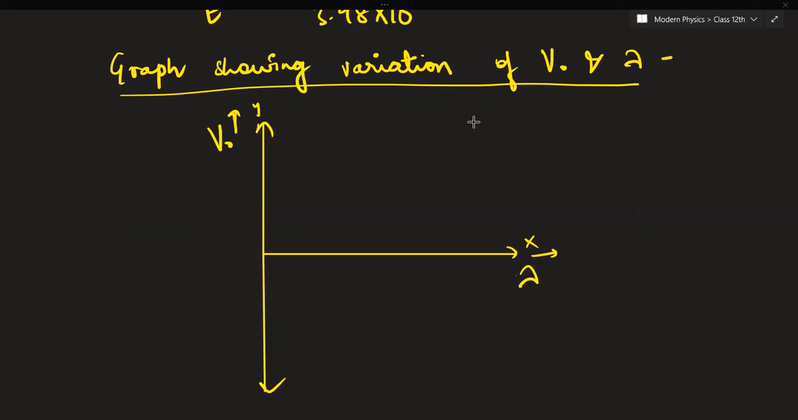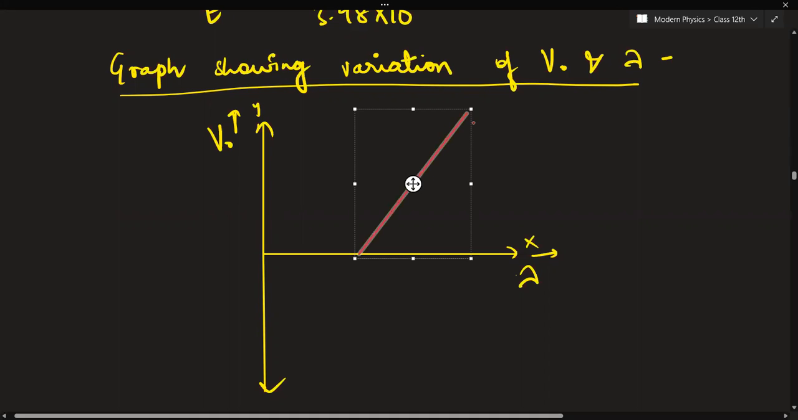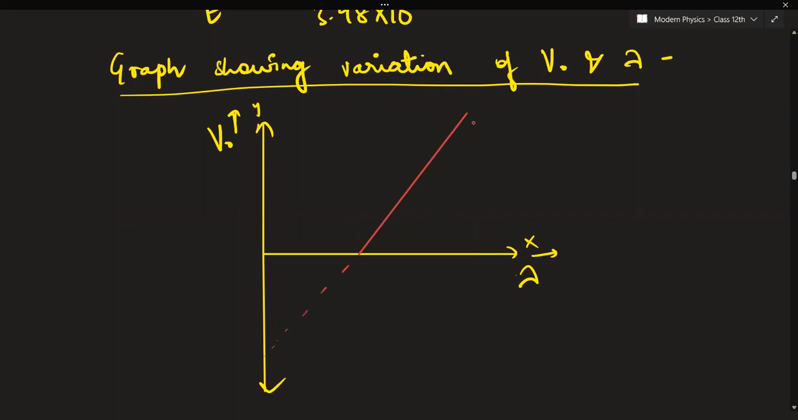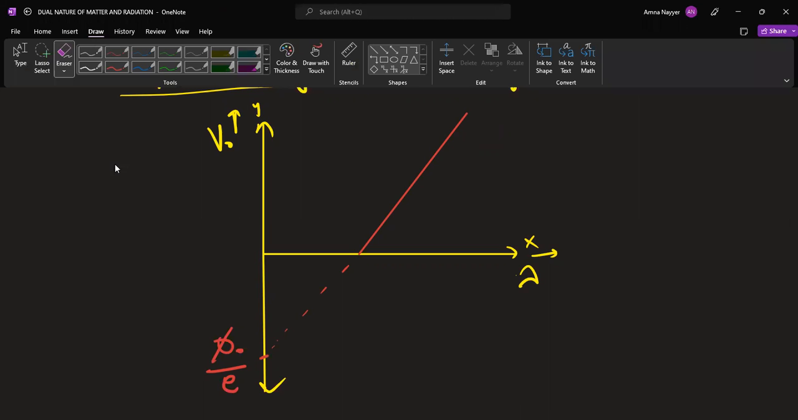I'll share the link. So see, this is a straight line. But if you extend this, if you produce this, it will reach a location. This is basically work function divided by the electronic charge. Now, negative also you can add because this is below the positive axis, that is, this is on the negative y-axis.